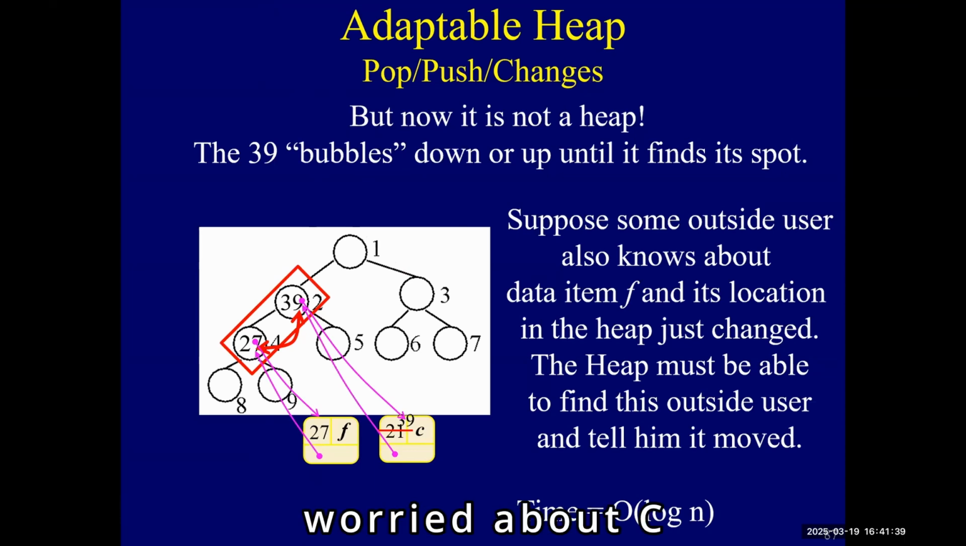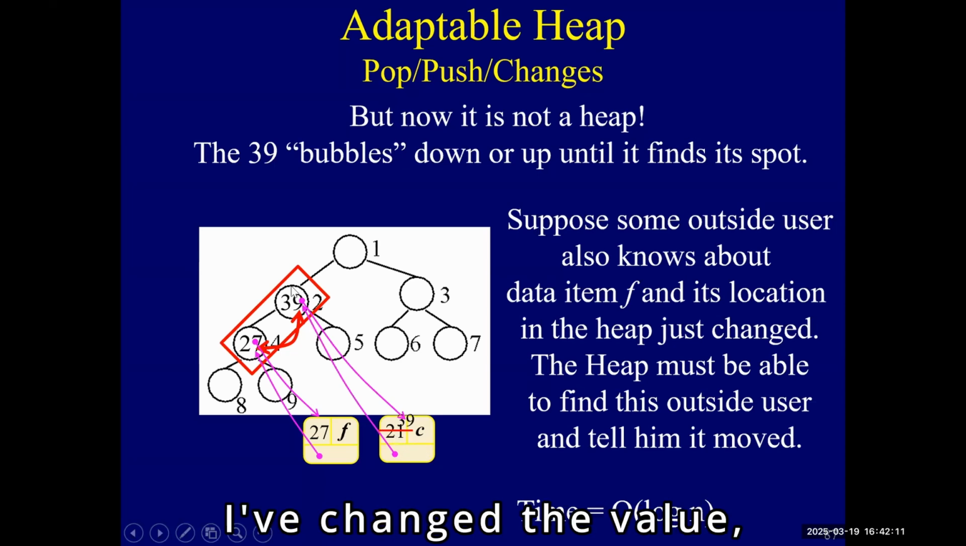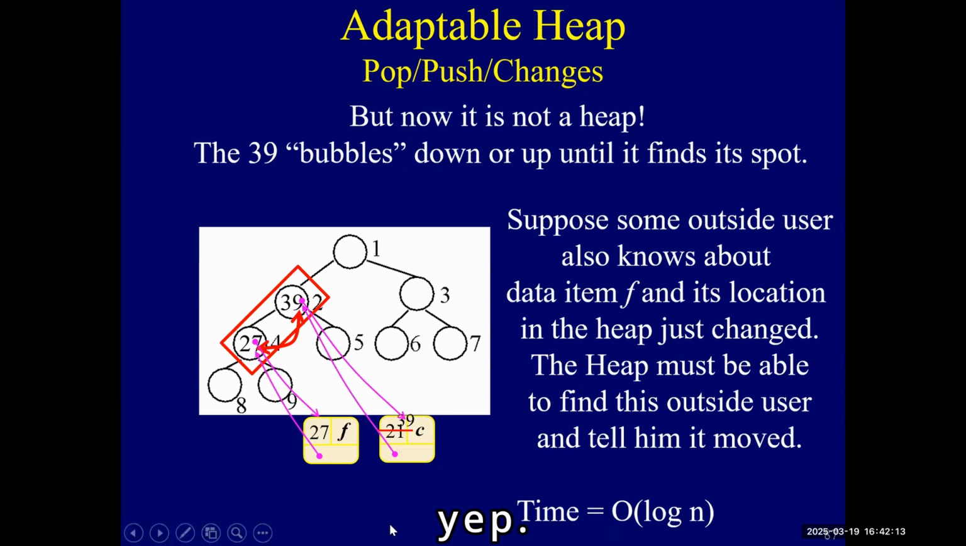I wasn't as worried about C because C started the conversation with me. That's like a one direction pointer. Yeah, for sure. So that's what I have here: the loop invariant is that for every object, there's a pointer in and a pointer out. And we have to maintain those. When C started the conversation saying I've changed the value, it goes out, and then, yeah.